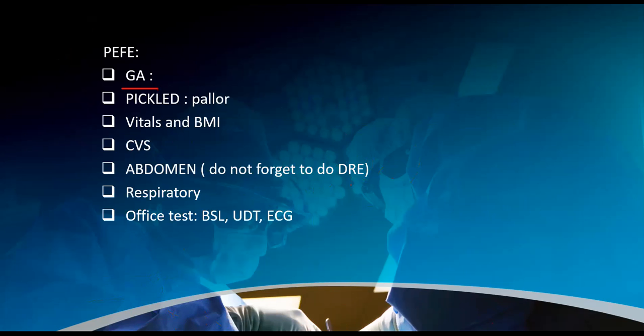In the PE, general appearance, pallor is very important. Vitals and BMI. If the patient has cancer, their BMI can be low. Then also look for severe signs. Here, your abdomen is important. You have to ask specifically for DRE, for any blood. Then respiratory system, office tests: BSL, urine dipstick, and ECG.